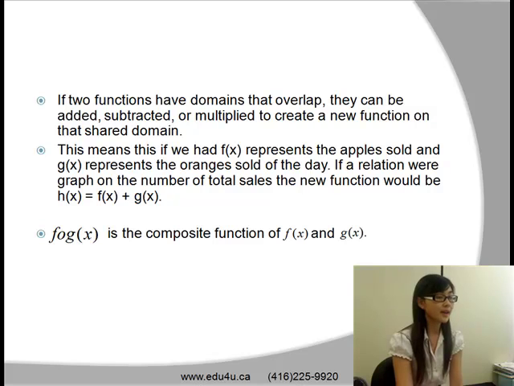If two functions have x values that overlap, they can be added, subtracted, or multiplied to create a new function on a shared domain. This means if we have f of x representing the apples sold on one day and g of x representing oranges sold on the same day, if a relation were graphed on the number of total sales, the new function would be h of x equals f of x plus g of x. f of g of x is the composite function of f of x and g of x.